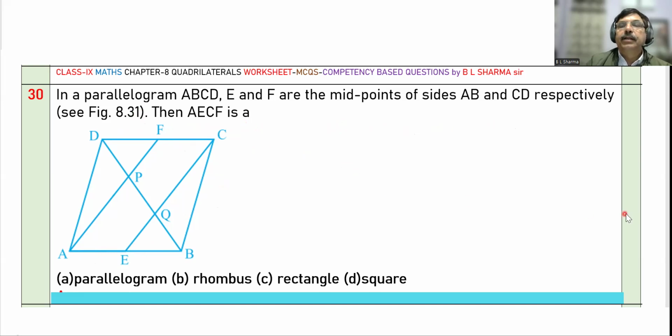In a parallelogram, opposite sides are parallel, so you can say that AE is parallel to FC. But in a parallelogram, opposite sides are equal, so AB is equal to DC. Since E is the midpoint of AB and F is the midpoint of CD, half of AB will be equal to half of CD. So AE will be equal to CF. In a quadrilateral, if one pair of opposite sides is equal and parallel, then it is a parallelogram. So what is the correct answer? It is a parallelogram.